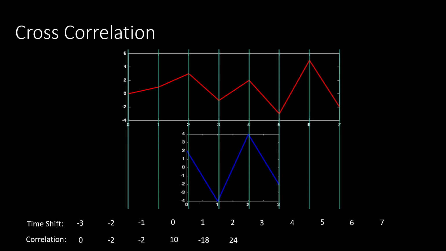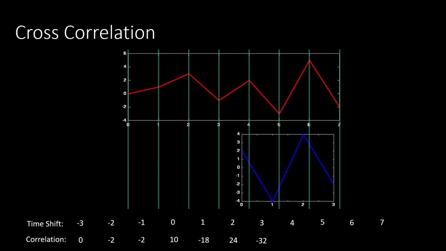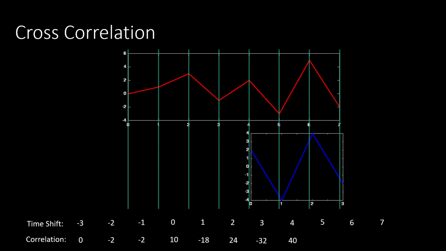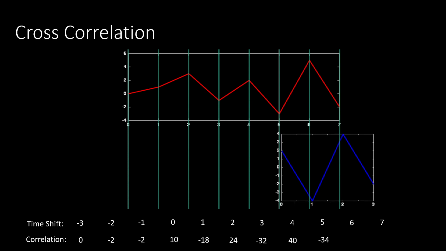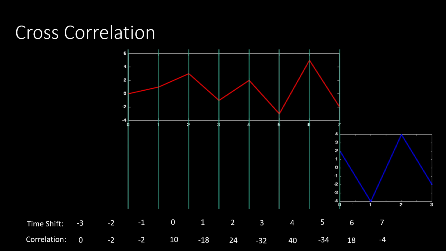A time shift of 2 yields a stronger correlation value than 0, as peaks and values in the two signals line up better. This pattern continues, and as hypothesized, we see the strongest correlation at a time shift of 4 samples in signal y. This indicates a strong presence of signal y in signal x at that point in time.